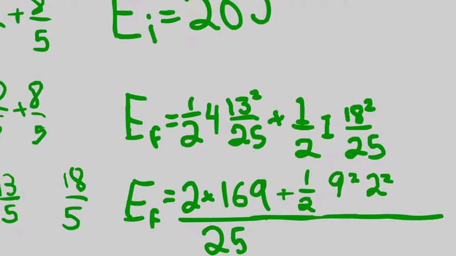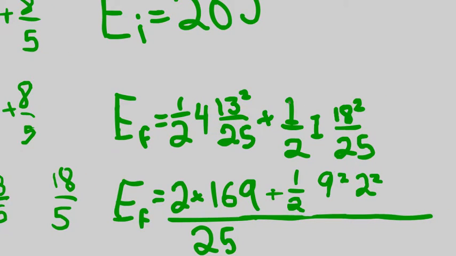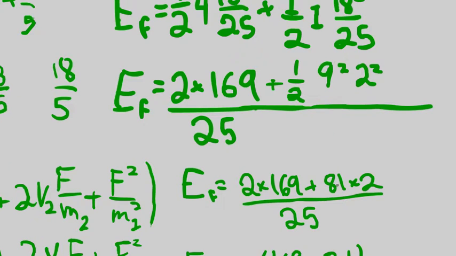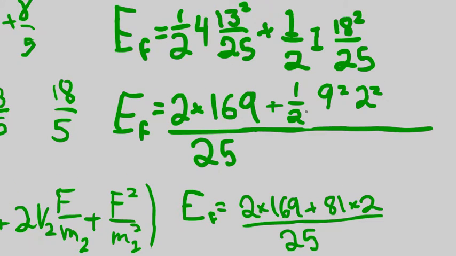I did this all algebraically nice here. So it's 1/2 times 1 times 18 squared over 25. This is all basically math. I said that 18 squared is 9 squared times 2 squared, and I cancel out the 2 there. So over here it's 81 times 2, which is 9 squared times 2, because those 2 cancel out there.